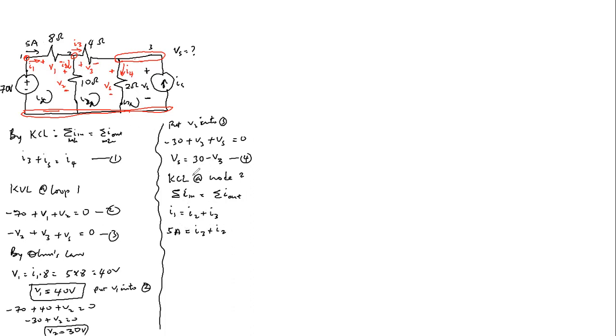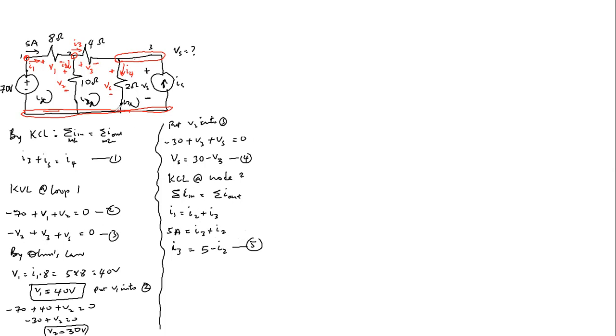Now, if we are able to tell I2, then by Ohm's law, we'll be able to get V2. Or better still, here now it is V3 we are looking out for. So once we are able to get I3, then we'll get V3. So once we substitute that in here, we'll get our Vs. It's that simple. Okay. So I3 now is the same as 5 minus I2. So let's call this our equation 5.